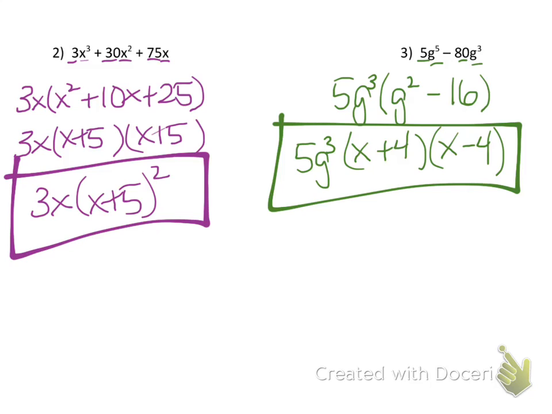And I accidentally changed into an x mid-problem. This should be a g plus 4 and a g minus 4.